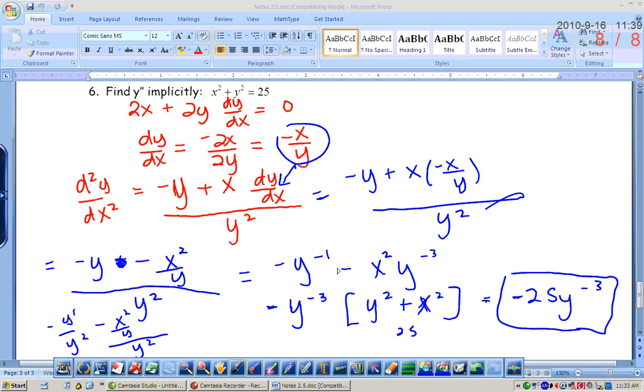Brian? Yes, that is the circle with a radius of 5. That original equation.